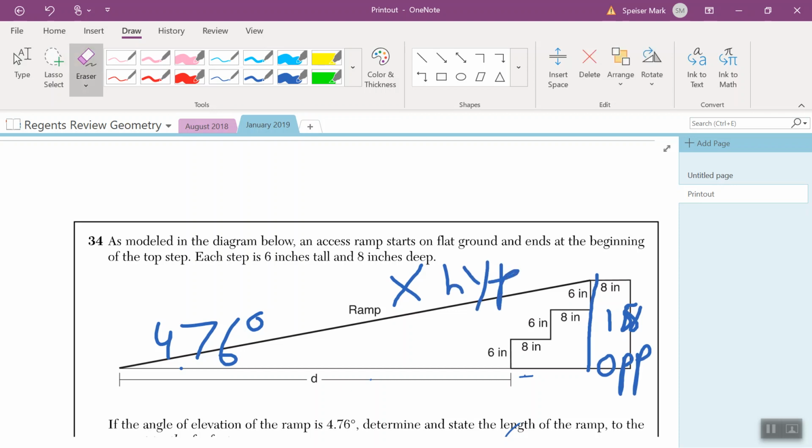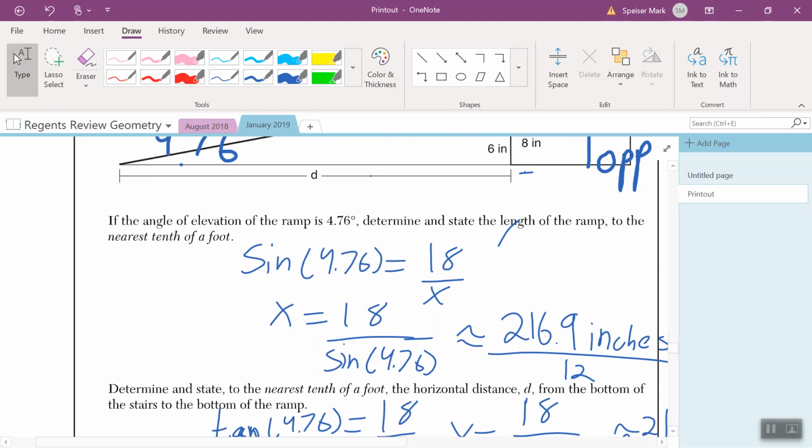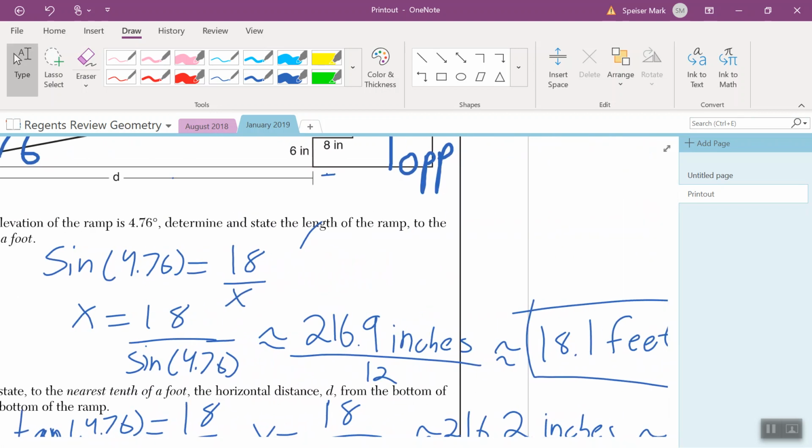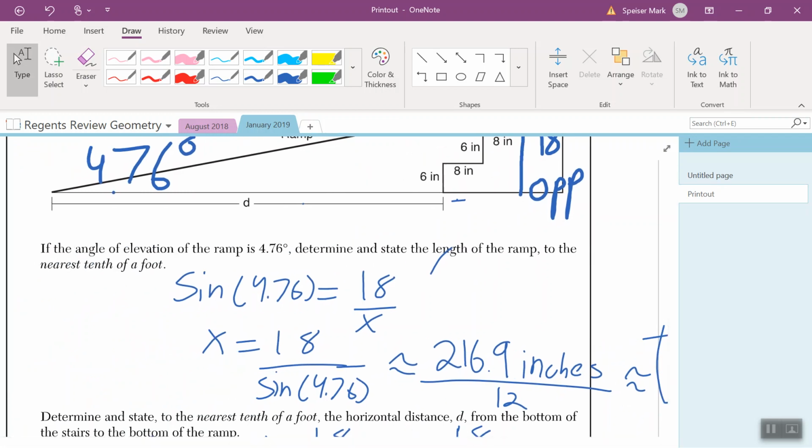So we're going to use sine. Sine of 4.76 degrees equals 18 over x. Any time x is in the denominator you divide, so 18 divided by sine of 4.76 is 216.19 inches. You want your answer in feet, so you divide by 12, which is approximately 18.1 feet. Second part of the question.